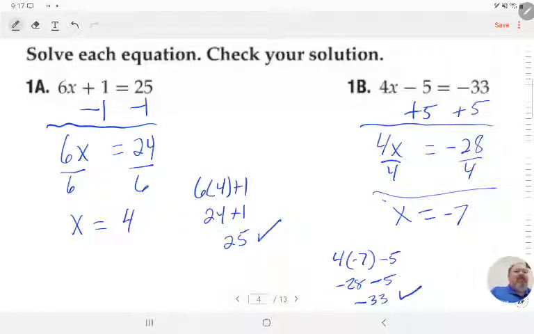Okay, so I would add 5 to both sides. Then I would divide both sides by 4, and that gives me x equals negative 7. I can take that negative 7, plug it into x to check. 4 times negative 7 is negative 28. Negative 28 minus 5 is negative 33, so it checks. All right.